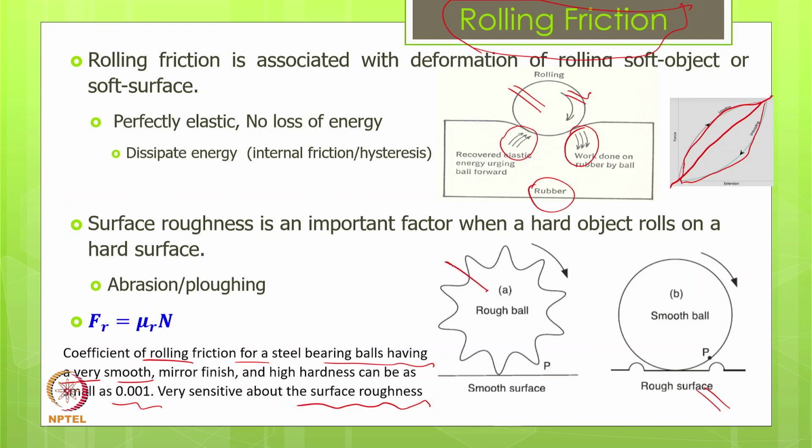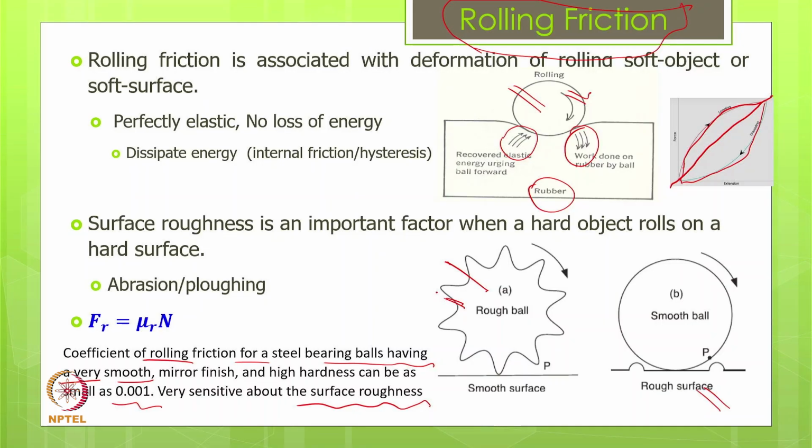So if the ball is rough, that's a problem. If the surface on which the ball is rotating is rough, again there is a problem, the coefficient of friction will increase. And in fact if there is surface roughness, then again what we have learned, abrasion and plowing, that will come into the picture.